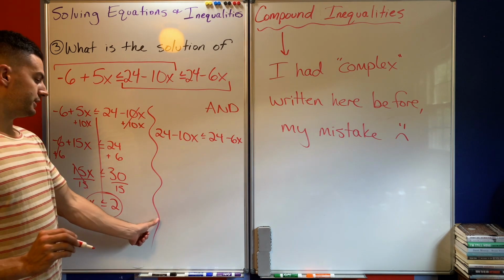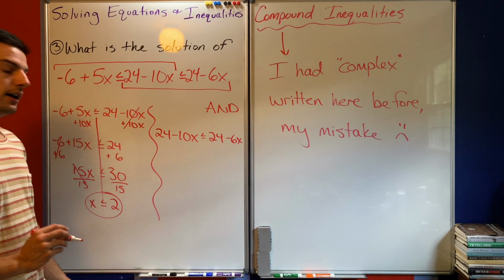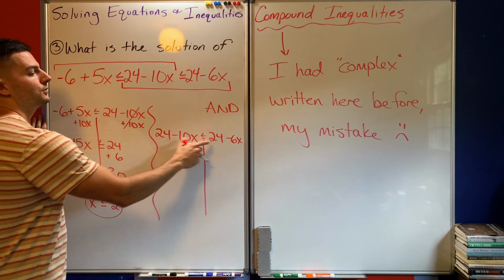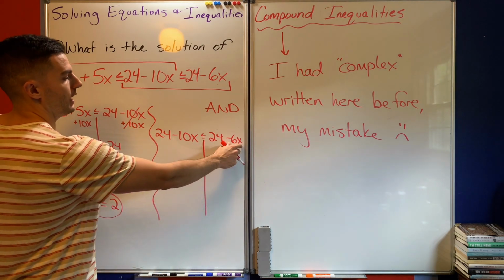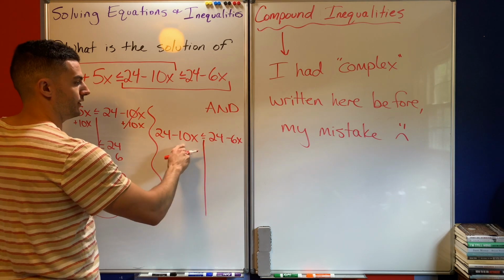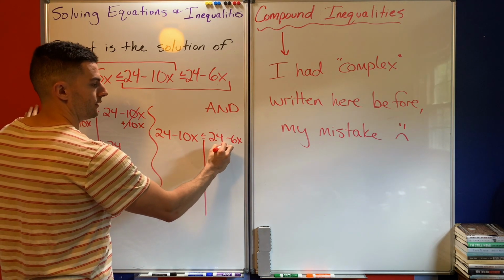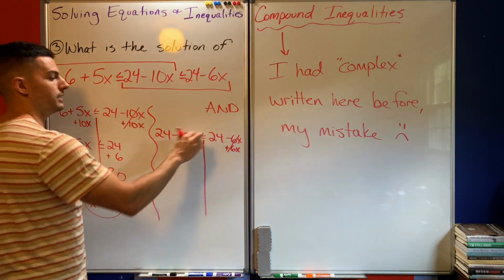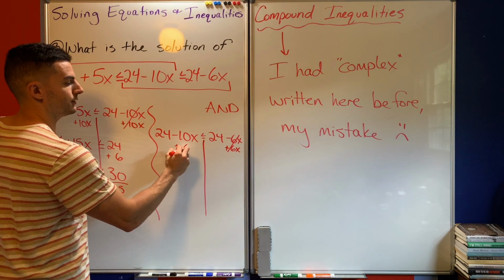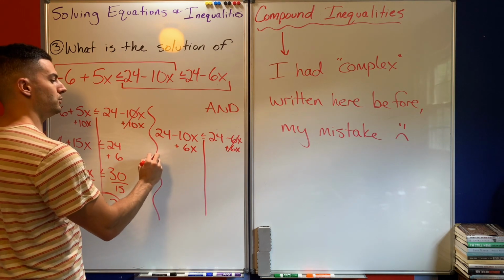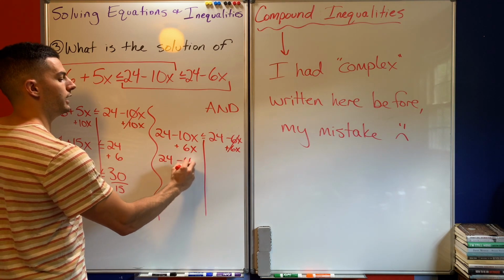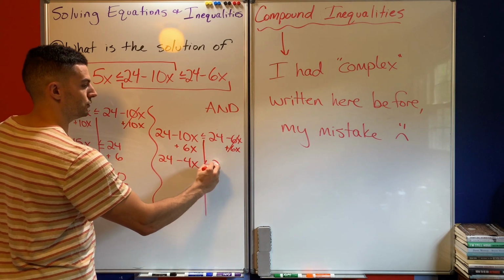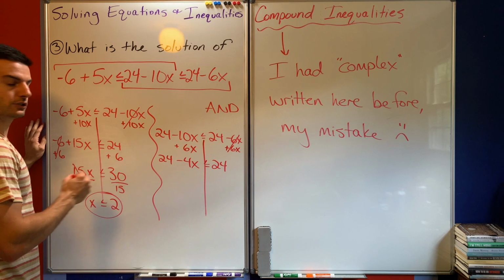I forgot to draw my number line. I will do that. I'll draw it after I solve the second one out, okay? So just solving this one's going to be interesting. So I always start with canceling out one of your variable terms. So I'm going to cancel out this minus 6x with a plus 6x, because I always like canceling out the one on the right so that my variable ends up on the left. So I'm left with 24 - 4x, negative 10 plus 6, negative 4, is less than or equal to 24, okay?